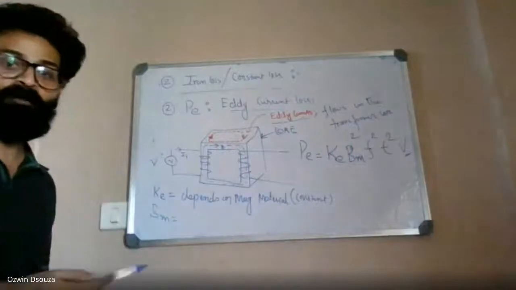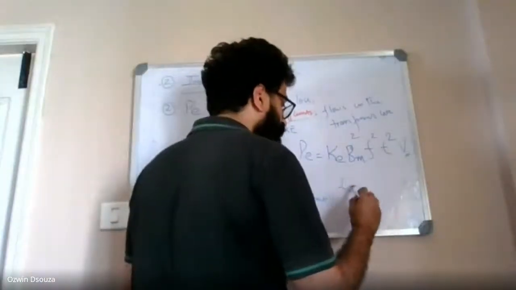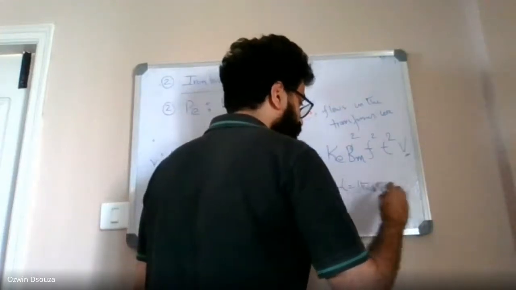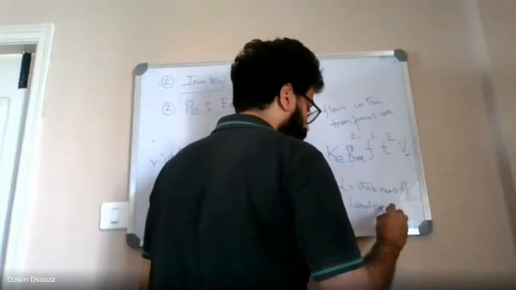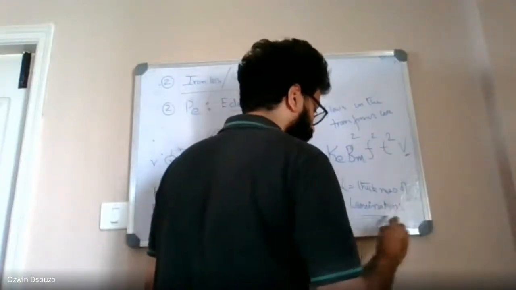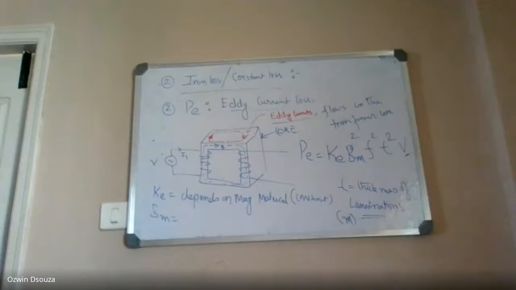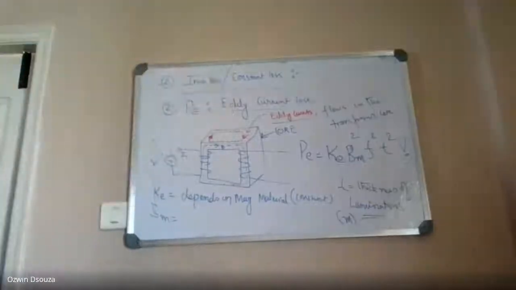V is the volume of the core in cubic meters. And T is called the thickness of laminations. Okay, I'll come to it. What is laminations? Thickness of laminations measured in meters. Though the thickness is very small, since we will still be considering the SI unit, that is meters. All right, thickness of laminations.